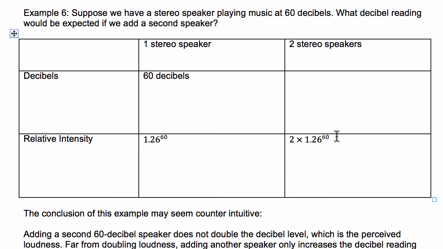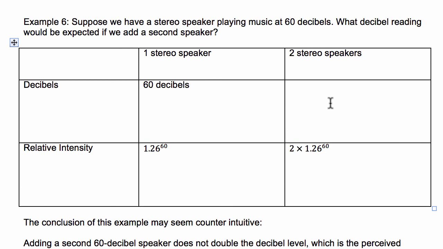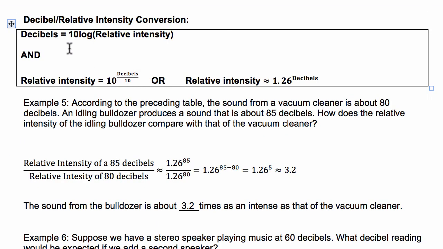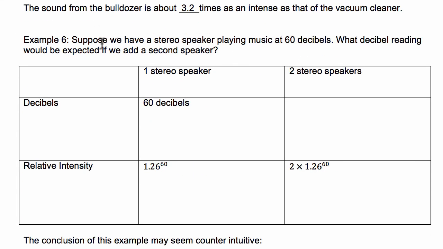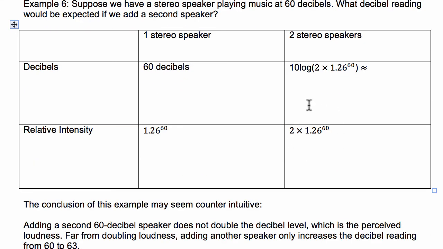If we wanted, we could plug this number into our calculator. However, we're not really concerned with what this number is. Instead, we want to know the decibel reading we should expect when playing music from 2 stereo speakers instead of 1. To convert from relative intensity back to decibels, we use the formula in the above conversion table. Decibels equals 10 times the log of relative intensity. So we need to take the log of our relative intensity and multiply it by 10.